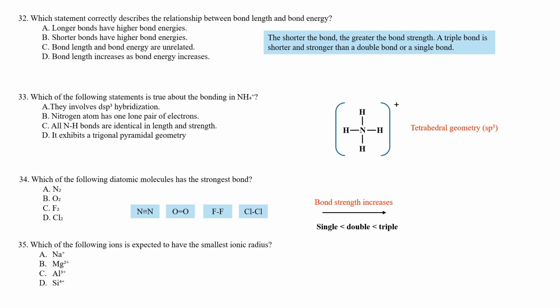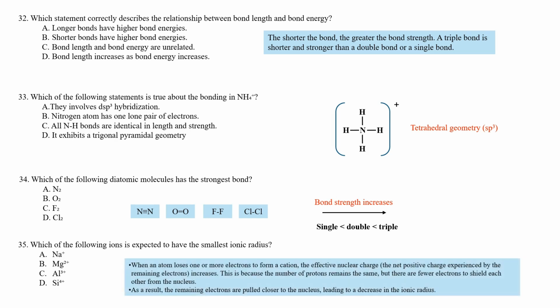Last question. Which of the following ions is expected to have the smallest ionic radius? These cations are formed by losing electrons. When an atom loses one or more electrons to form positively charged ions, we call them cations. Then the effective nuclear charge, the net positive charge experienced by the remaining electrons, increases. The reason is the number of protons remains the same, only the electrons we remove.